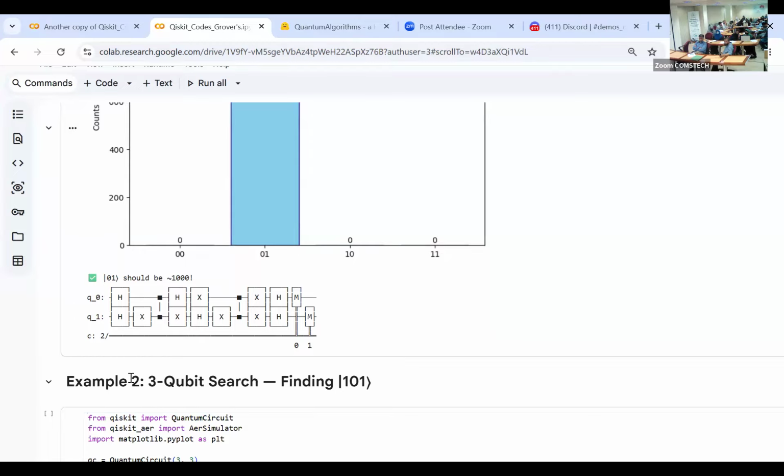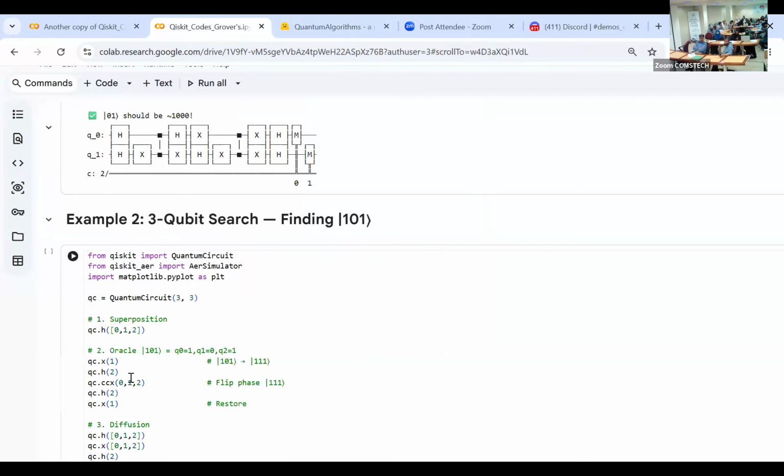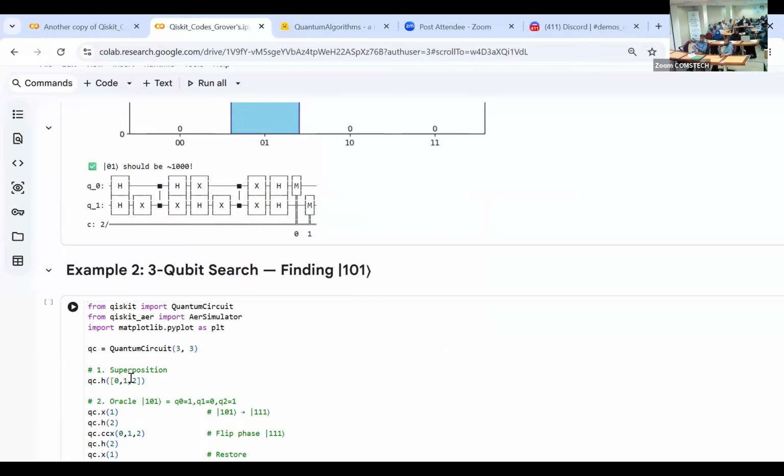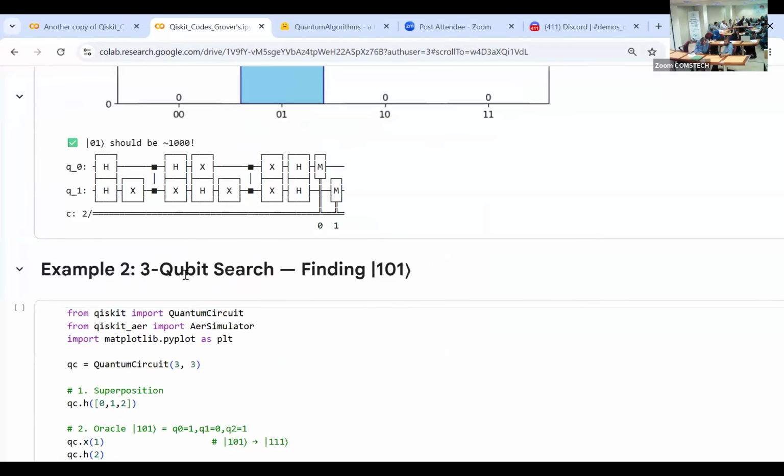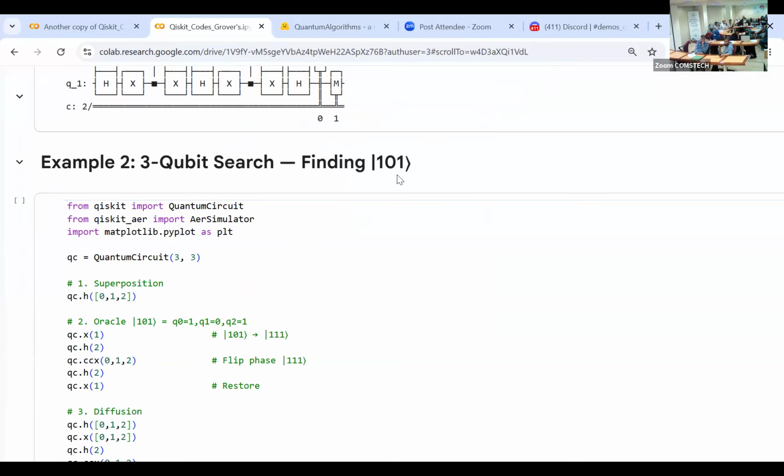Then we are going to extend it. Earlier on, we were doing it for the 2-qubit state. Now we are going to do it for the 3-qubit state. Now we are going to increase the number of states. So in this case, we are going to have the 101 state as our desired state. So same process which we have done earlier.